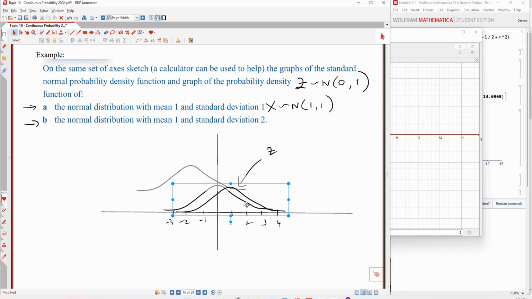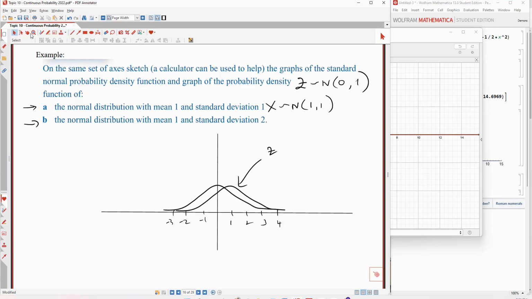Okay, so the highest value occurs there. Let's get it up a bit. Okay, so there you can see we have that maximum value, and 3 standard deviations to the left and the right. So 3 to the right goes up to 4, 3 to the left goes to -2.